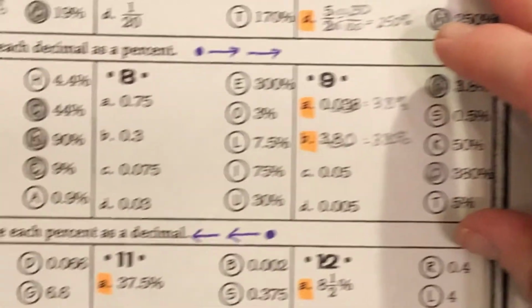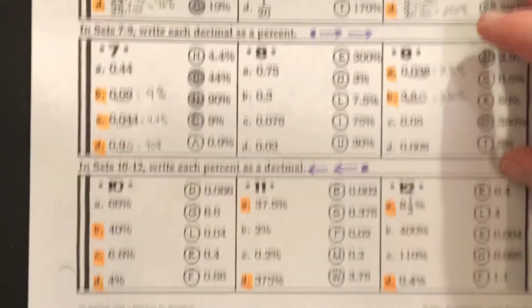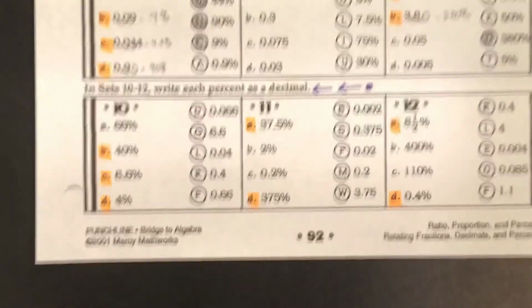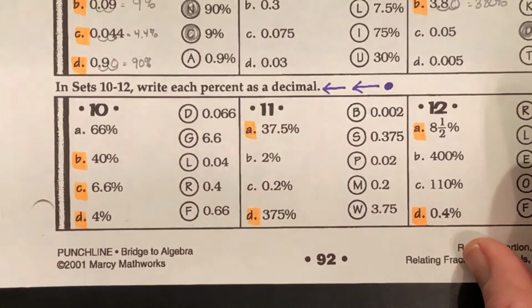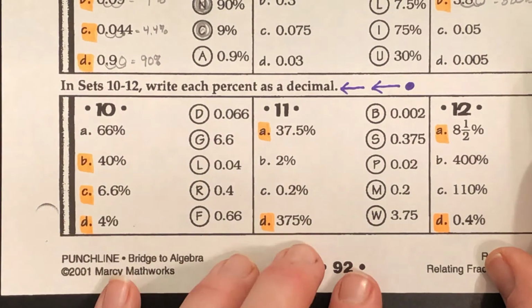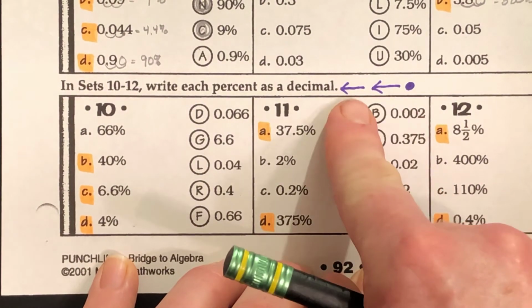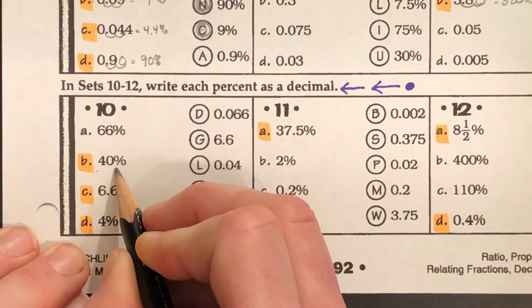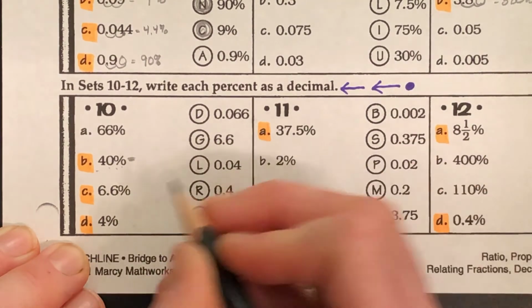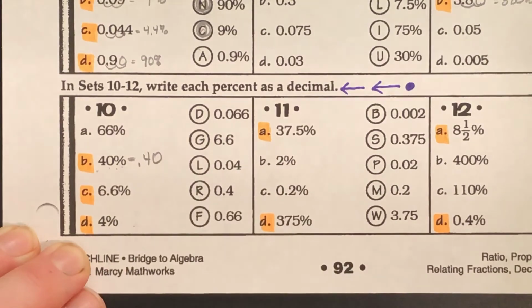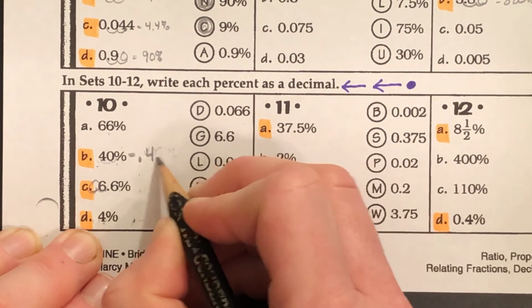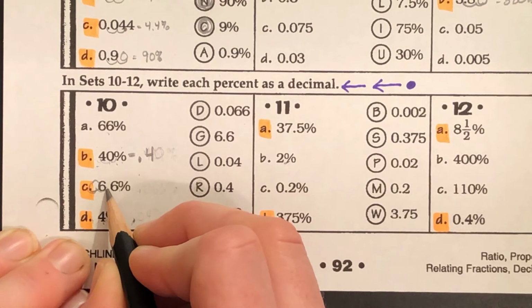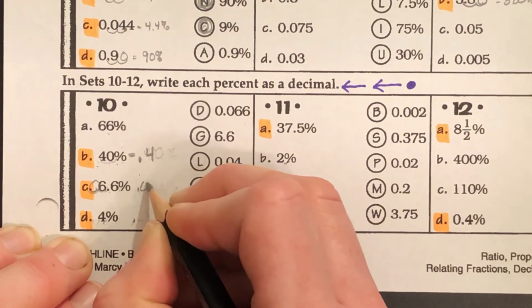The last section, sets 10 through 12, you are converting percents to decimal form. And since we are dividing by 100, we're going to move the decimal to the left 2 places. And it makes sense too. 40% per 100. Well, how do you write that in decimal form? 40 hundredths. We could put a 0 on the end, but it doesn't have any value, so we'll leave it like that.